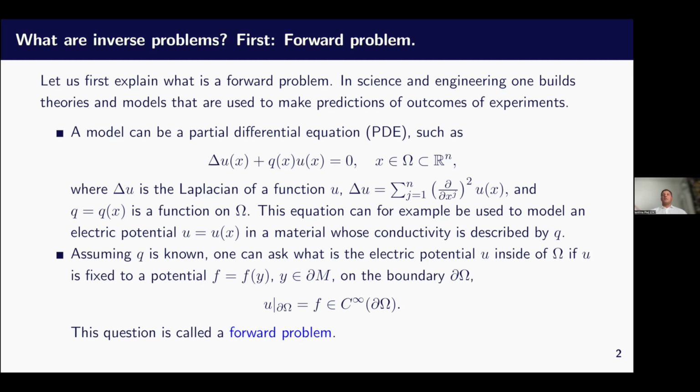A model can be a partial differential equation, which I will abbreviate by PDE, such as Laplacian u plus qu is 0. So this equation is called the Schrödinger equation. Here, Laplacian of u, is delta u, is the normal Laplacian of the function, which takes the sum of the second derivatives of the function. q is a function on this domain omega in R^n. And this equation can, for example, be used to model an electric potential u in a material whose conductivity is described by this function q.